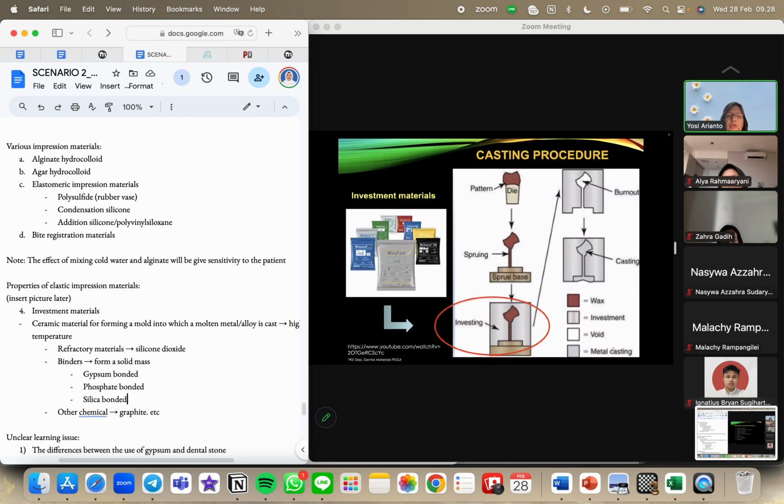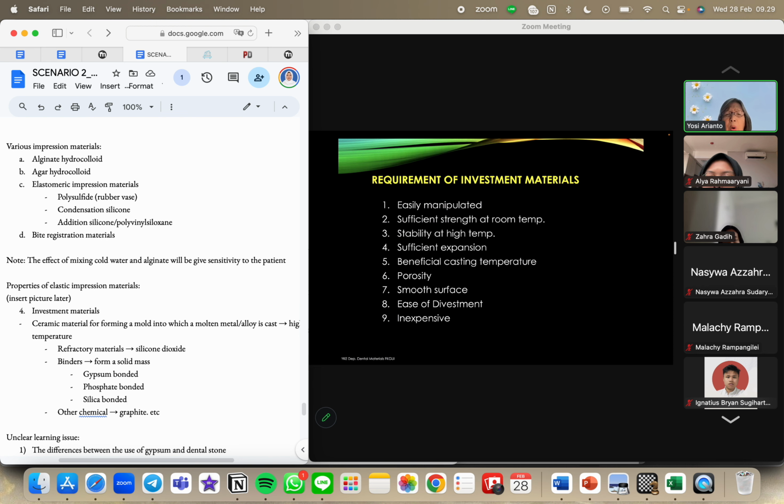Yeah. So these are the conditions that we use in the lost wax technique. Like if you want to make a ring, a gold ring, it's the same technique, something like that. Yeah. This is the requirement of the investment material. It should be easily manipulated. They have sufficient strength, yeah, stability at high temperature, sufficient expansion.